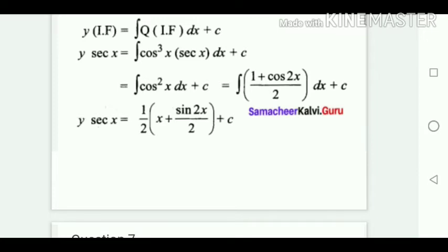The IF value is secant x and q equal to cos cube x. So we are getting y secant x equal to integration of cos cube x secant x dx plus c. Cos cube x secant x becomes cos square x, so cos is cancelled. So integration of cos square x, the formula for cos square x is 1 plus cos 2x divided by 2 dx plus c. Therefore y secant x equal to 1 by 2 into x plus sin 2x by 2 plus c.